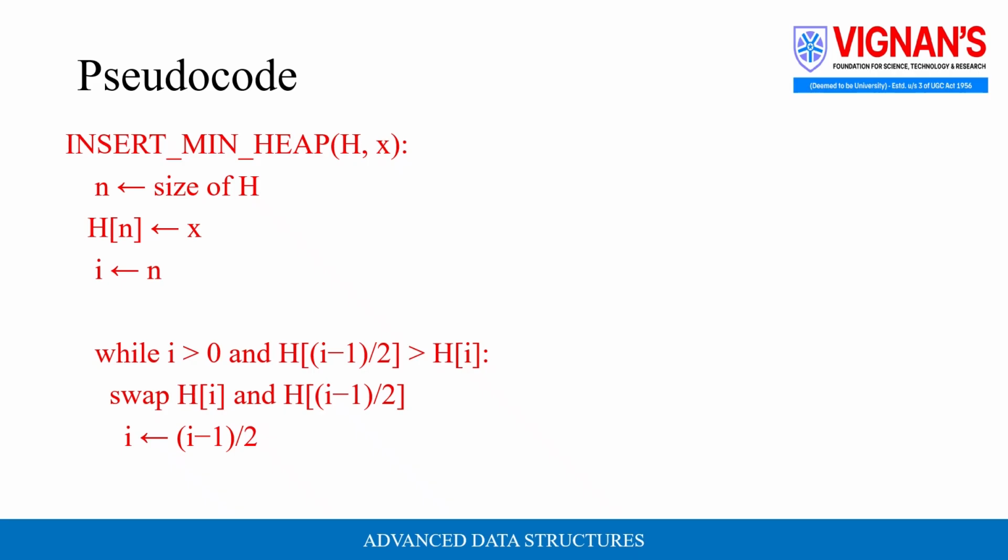Now, while I is greater than 0, and the value of the parent node, that is, the element at index (I minus 1) divided by 2, is greater than the element at index I, the following steps are performed. The elements at index I and its parent index are swapped. Then, I is updated to the parent index, which is (I minus 1) divided by 2. This process continues until the min heap property is satisfied. At the end of the algorithm, the element is correctly placed, and the min heap is restored.